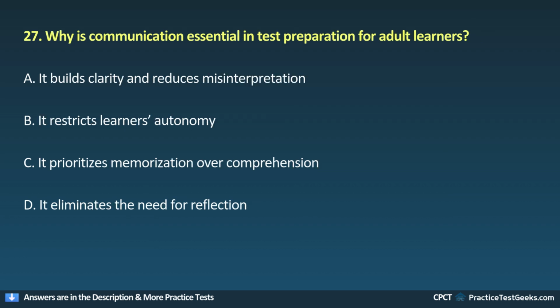27. Why is communication essential in test preparation for adult learners? A. It builds clarity and reduces misinterpretation. B. It restricts learners' autonomy. C. It prioritizes memorization over comprehension. D. It eliminates the need for reflection.